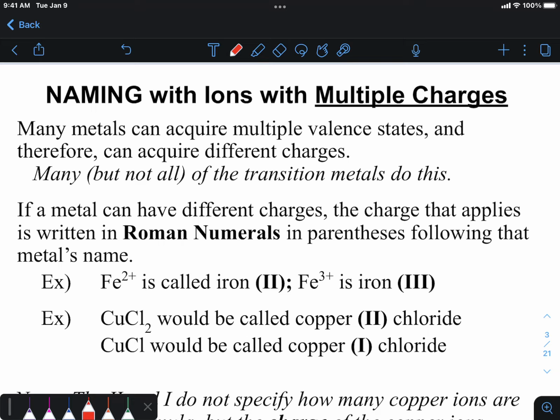Yeah. For example, what's the charge on iron? 3 and 2. What are the charges for cobalt? 2 and 3. Yeah. What are the charges for gold? 1 and 3. Okay. So there are lots of metals that have more than one charge, right?